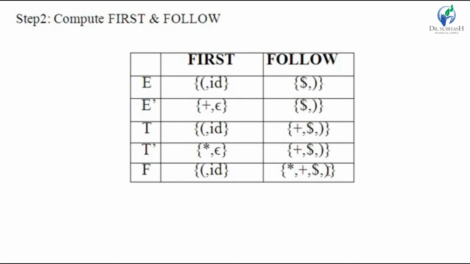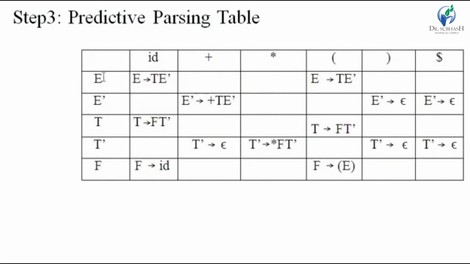Now compute the parsing table according to first and follow. So this is your first and follow of the given non-terminals. First of E is opening bracket and id, follow of E is dollar and closing bracket. So this is your tabular form of first and follow. Now construct the parsing table. So first write the non-terminals, then here you can write the input symbols.